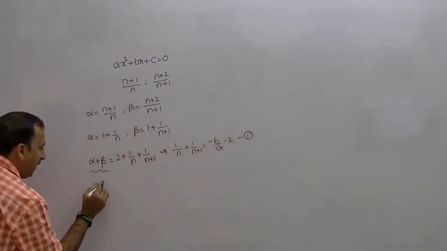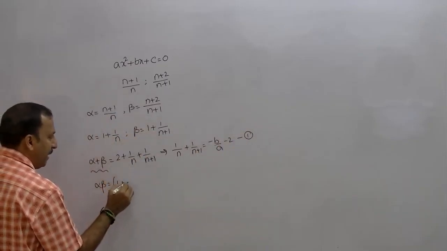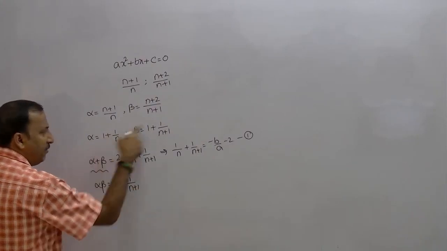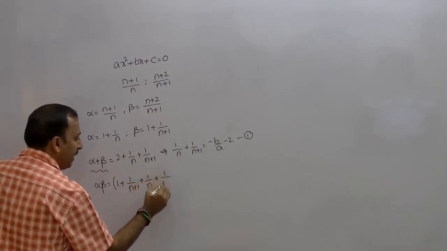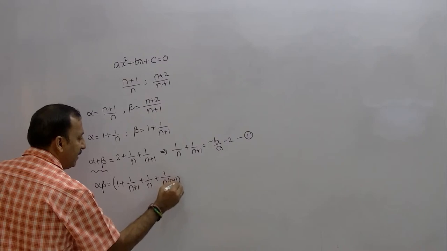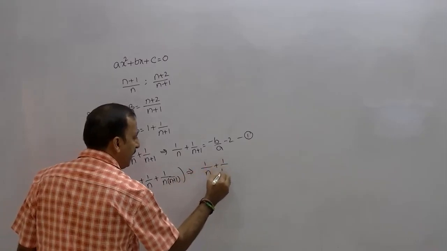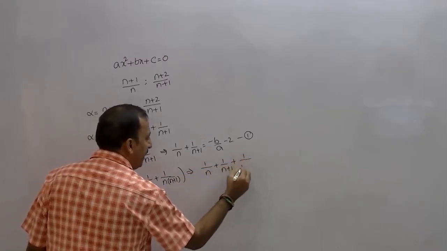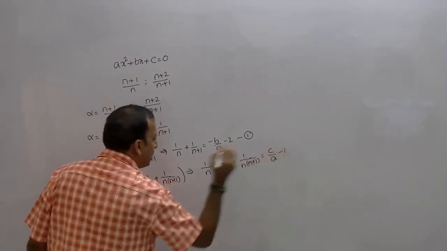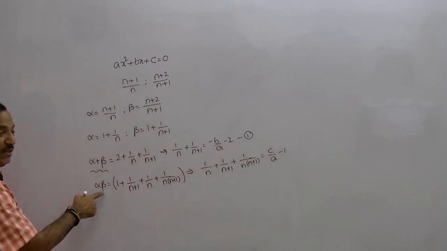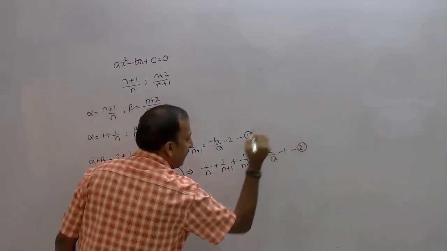What is alpha into beta? Alpha into beta is the product. Multiply: 1 into 1 is 1, plus 1 into 1 by n plus 1, plus 1 by n into 1, plus 1 by n into 1 by n plus 1. So we can write it as 1 by n plus 1 by n plus 1 plus 1 by n into n plus 1 is equal to c by a minus 1. Alpha into beta is c by a, and bring this 1 to the left hand side. That is equation number 2.